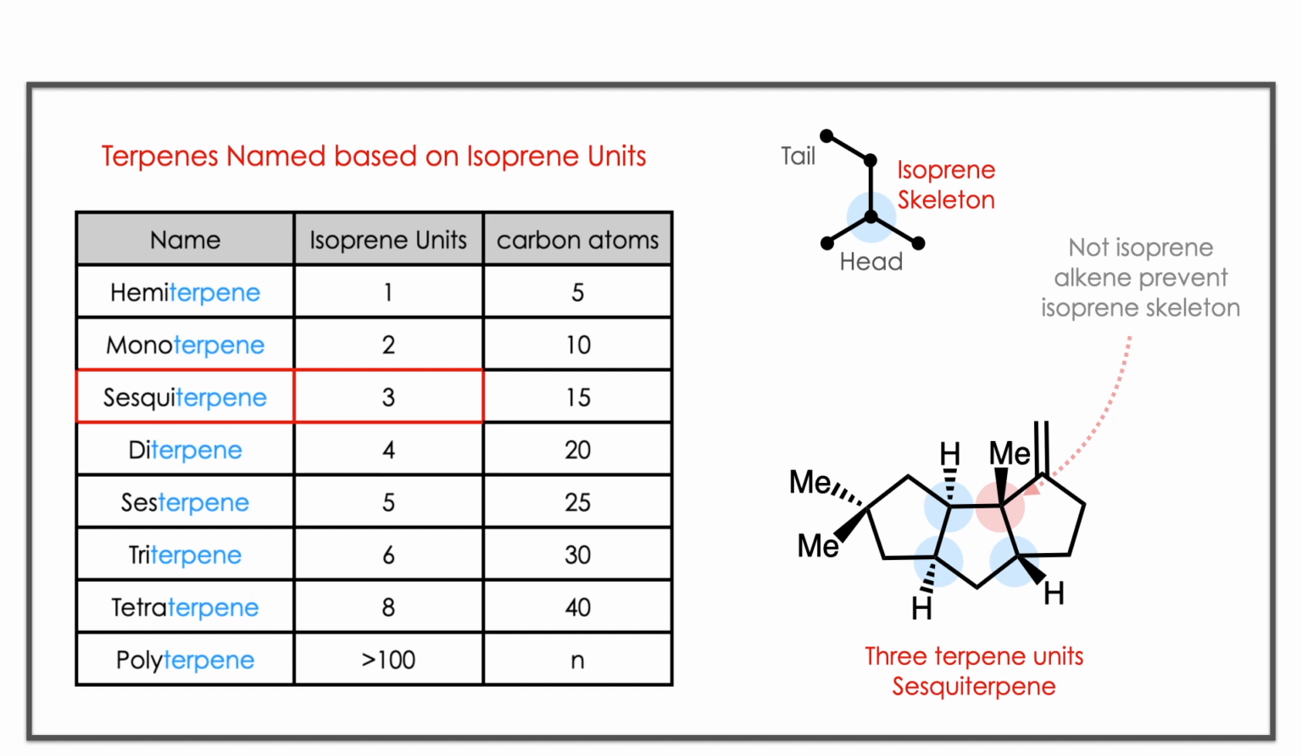Normally terpenes are named based on isoprene units. The isoprene units can be defined by number of carbon atoms. Each isoprene unit has 5 carbon atoms. The isoprene unit is given as the blue color ring.